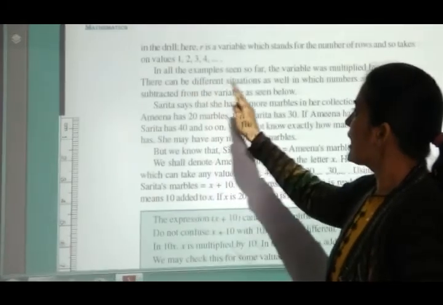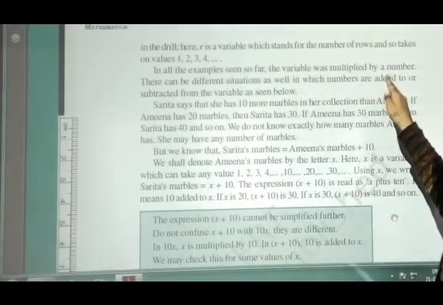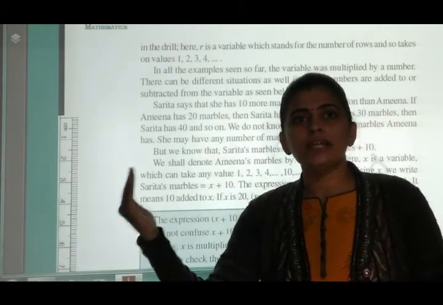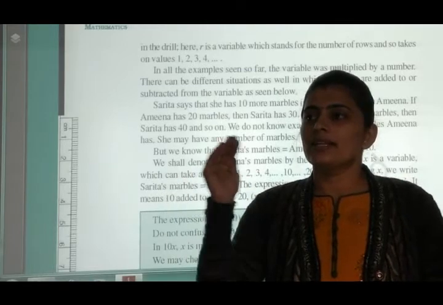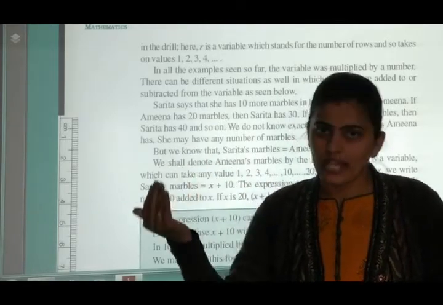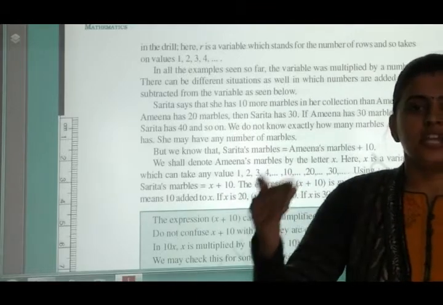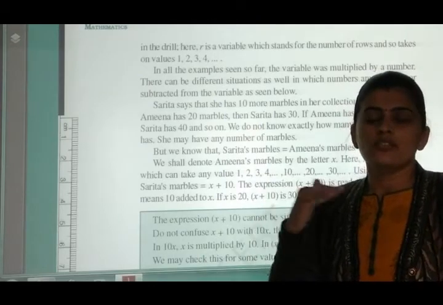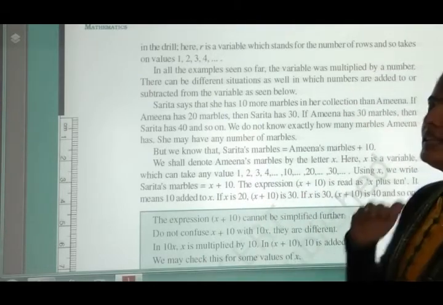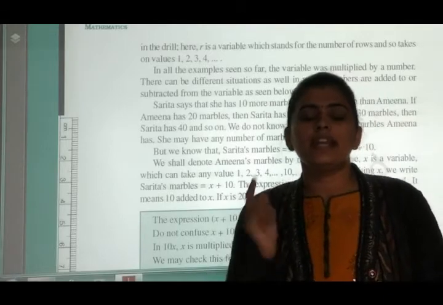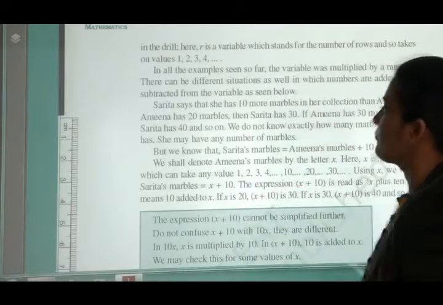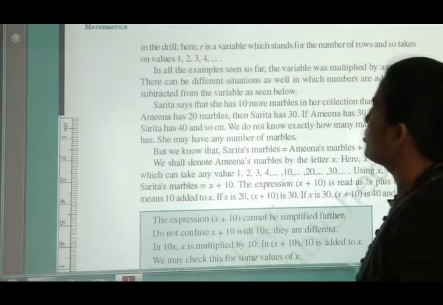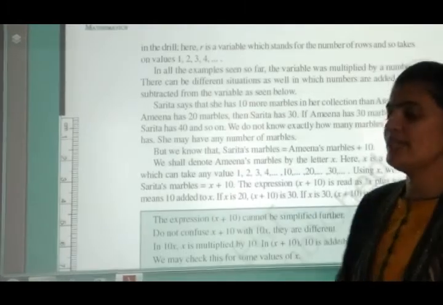Now, in all the examples seen so far, the variable was multiplied by a number. In all the patterns also we have seen that the number was multiplied. First we saw that the pattern was 2 multiplied by n. In other patterns it was 3n and so on. And the last example was 10r. So in all these, what is the relation between 10 and r? They are multiplied. There can be different situations in which numbers are added to or subtracted from the variable, as seen below.